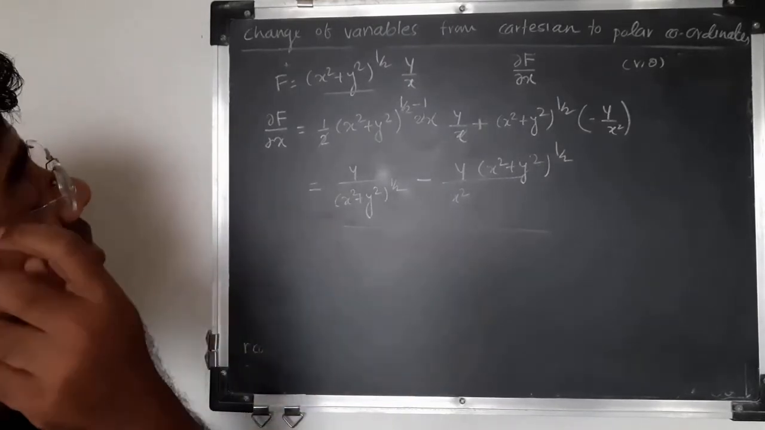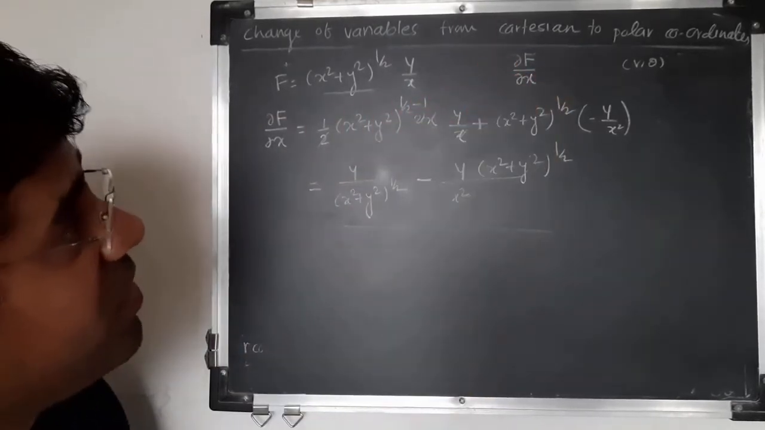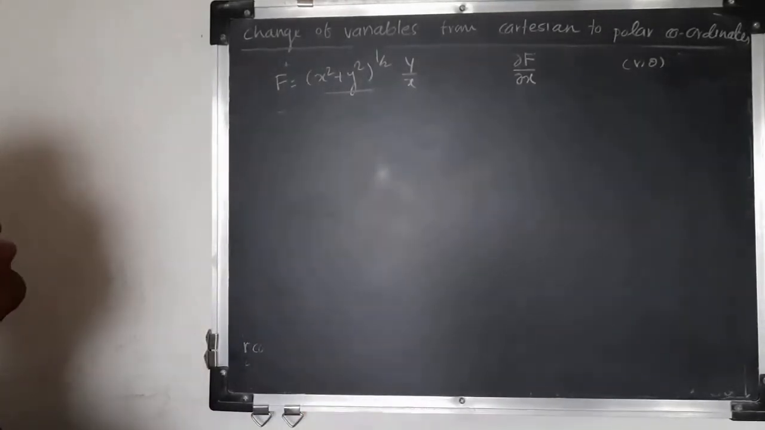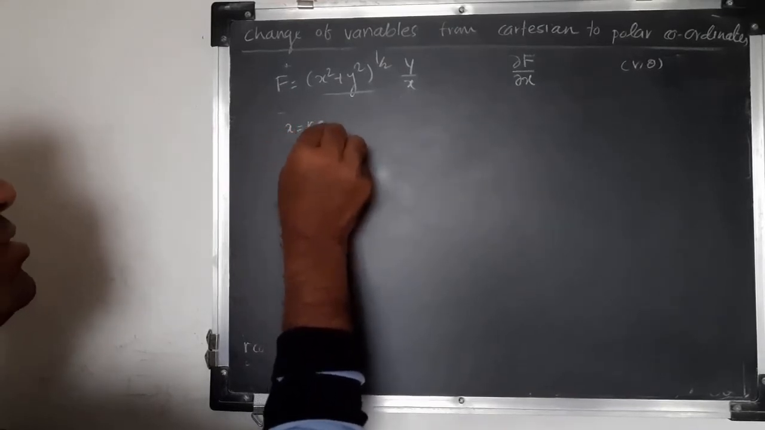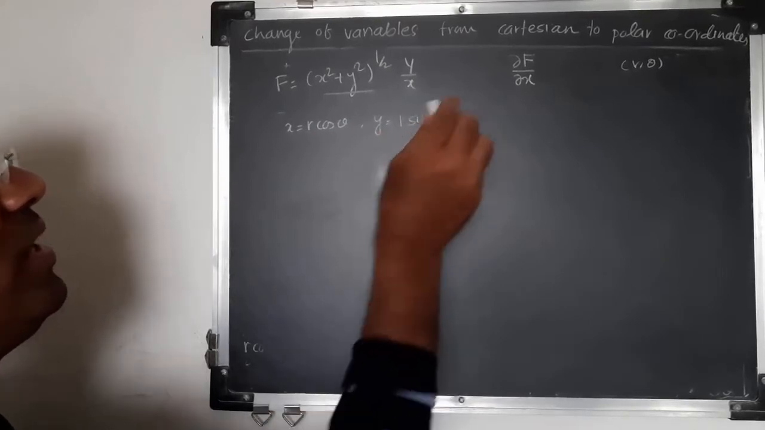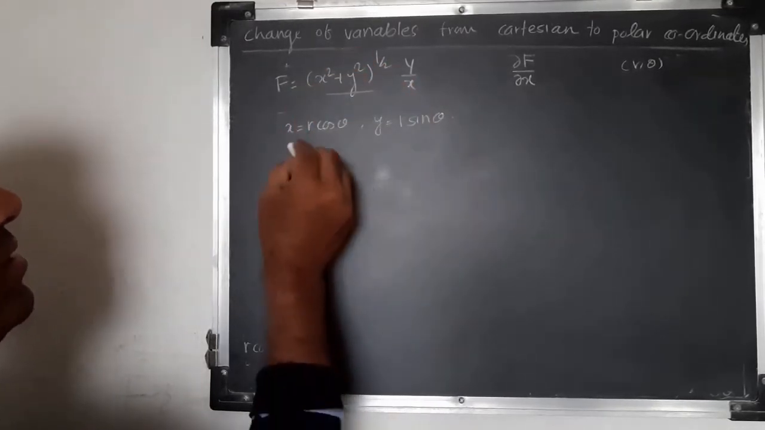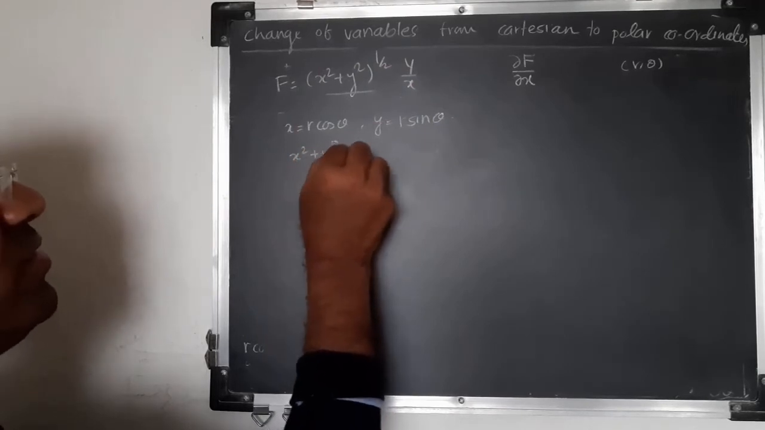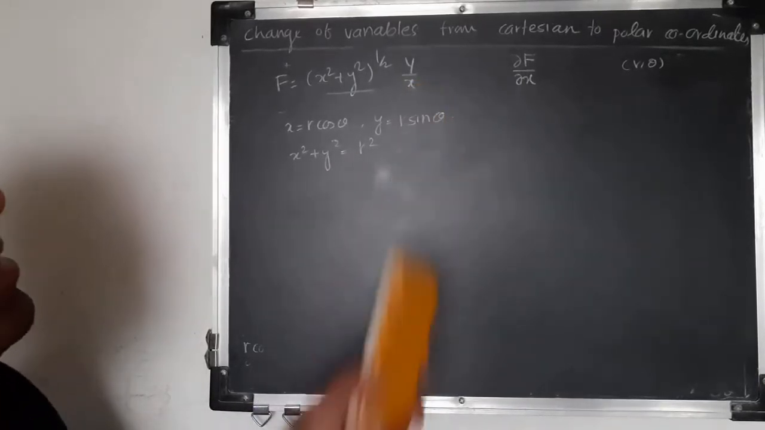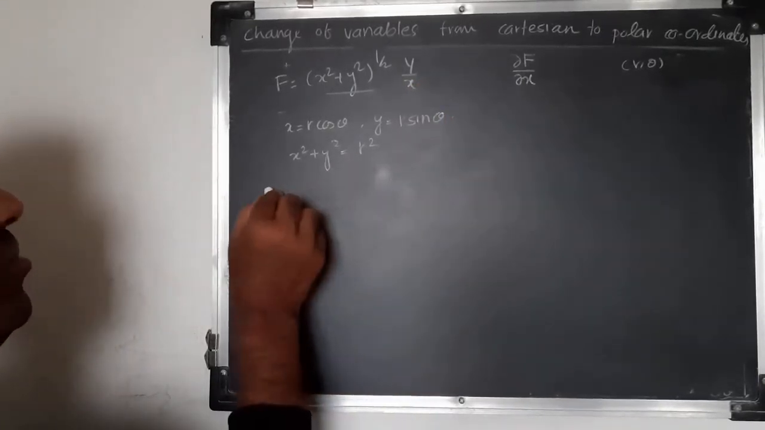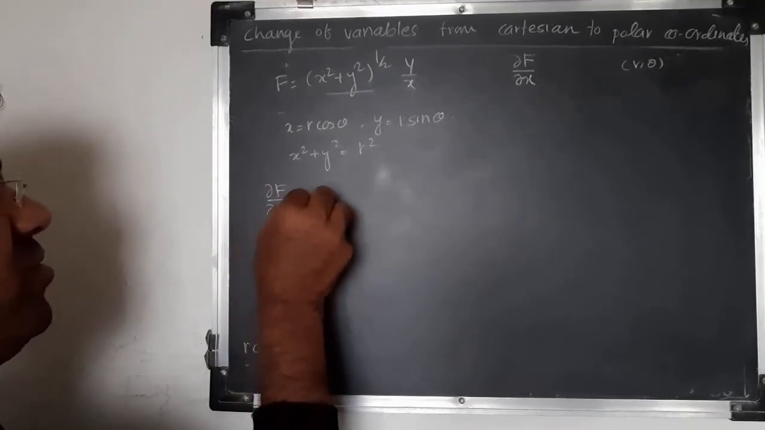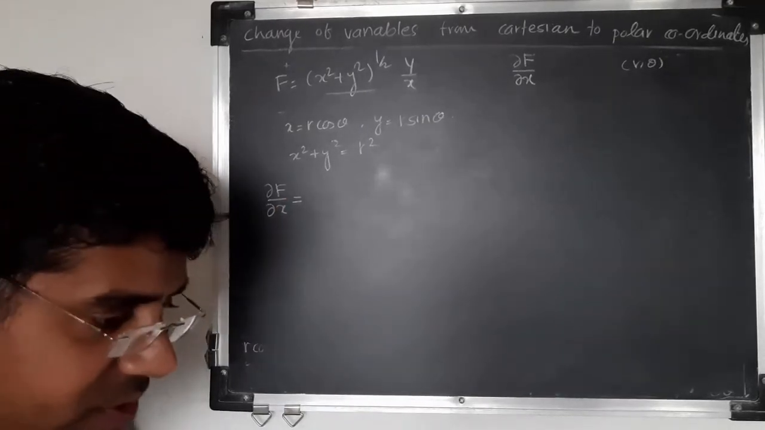So how can we do it with the Cartesian to polar coordinate system? This is simple. As you know, x is equal to r cos θ, y is equal to r sin θ. Here we require x² + y², which is nothing but r². So that we can do here. My aim is ∂f/∂x, which we have to find out in this particular case.